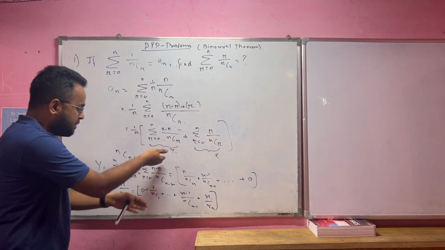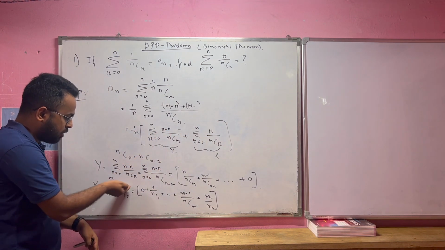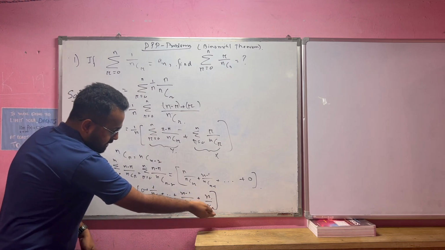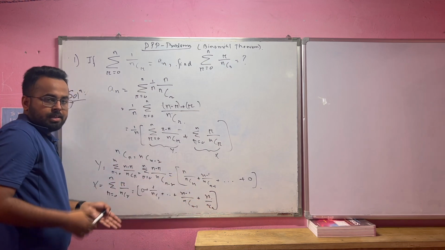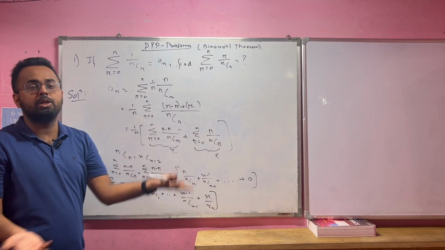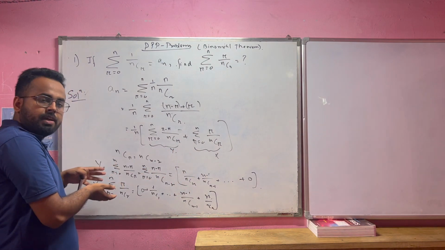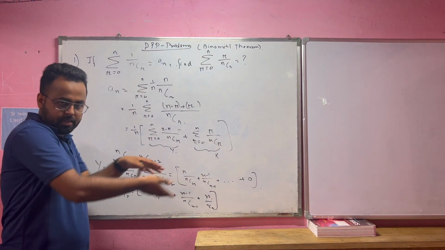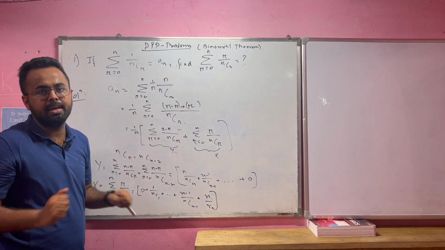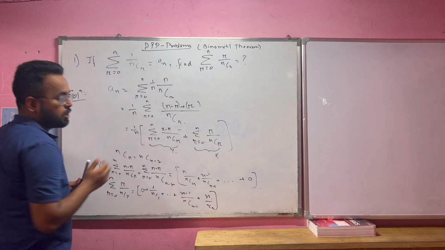How is x similar to y? Simply put r equal to 0, r equal to 1, up to r equal to n. You get the same thing but in reverse order. It means 1 plus 2 is equal to 2 plus 1. You write something in reverse order or in one order, you sum them, you get the same answer. So essentially it is also equal to x.